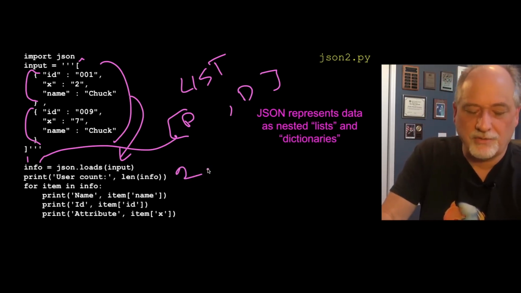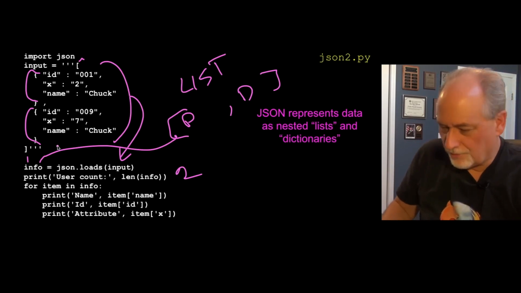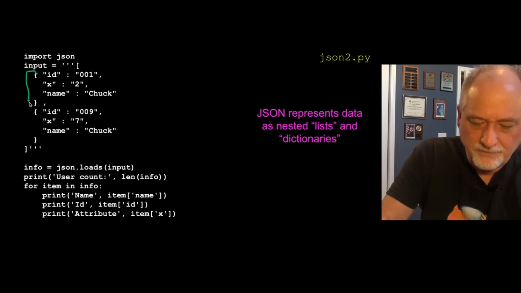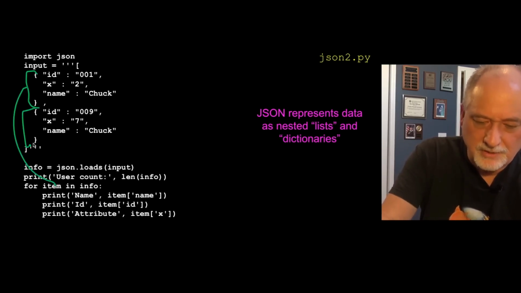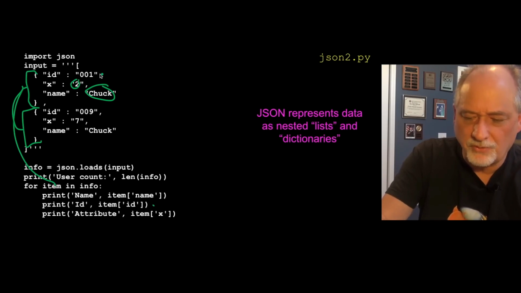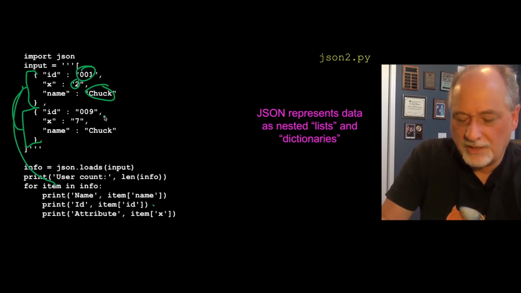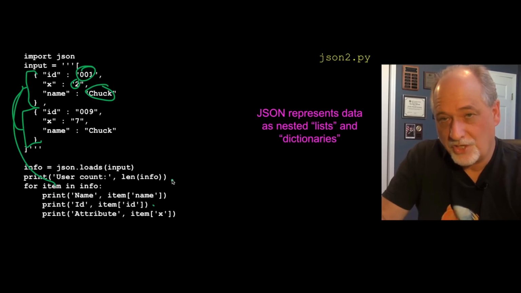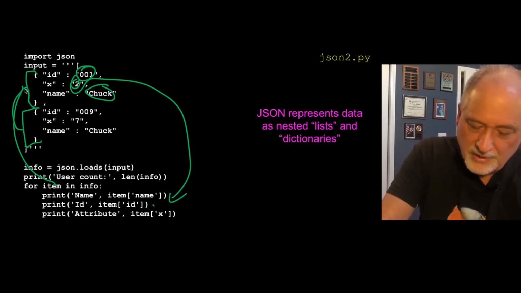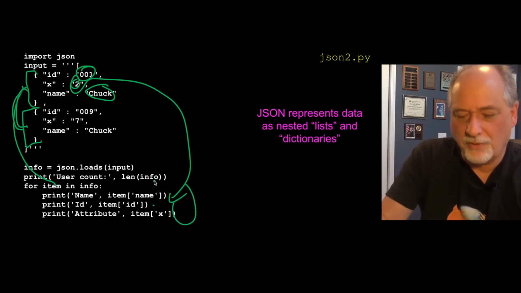And we're going to iterate through. And so item is going to first be this, and then it's going to iterate to this. And it's going to print out item sub name, which is going to print out Chuck, item sub ID, which is going to print out 001. Now you'll notice that there is no attributes, and that's because JSON is simpler. But we can have the X, and it just is another item, so we say item sub X, and that's going to print the 2 out. And then it'll iterate to the next one, and it'll print out the same thing for those guys.